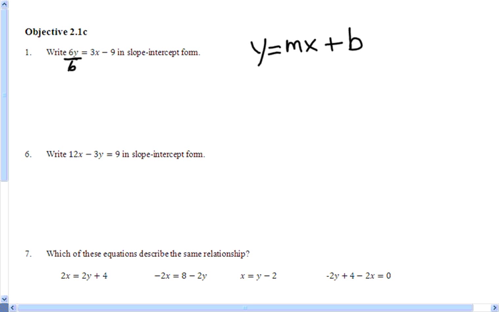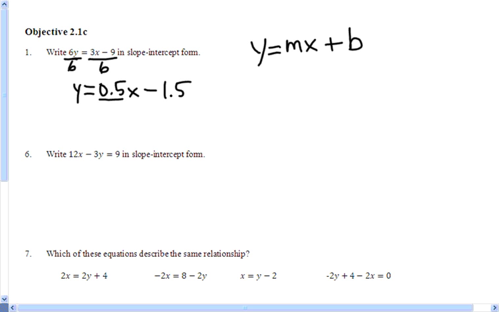Because 6 divided by 6 is 1y. And if we divide that side by 6, we also have to divide the other side by 6. When we do that, we get y, 1y, equals 3 divided by 6 is 0.5, minus 9 divided by 6 is 1.5. Now it's in slope-intercept form. 0.5 is your slope. Negative 1.5 is your y-intercept.